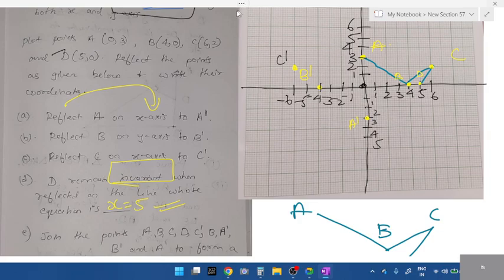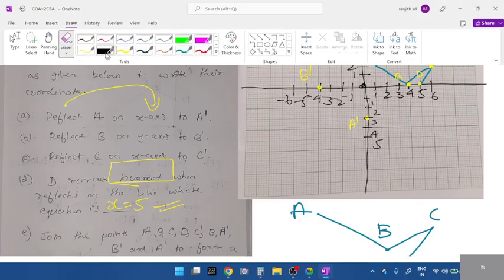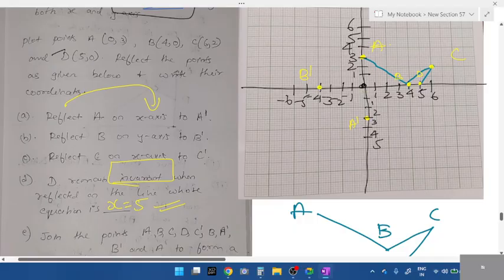Now I made a mistake for C dash. Where is C dash reflecting? Can you tell me where C dash is? I made a mistake here. C dash is on the x-axis. So where is the mirror? If it is x-axis, it should be opposite, right? It should be opposite here. So this is C dash.